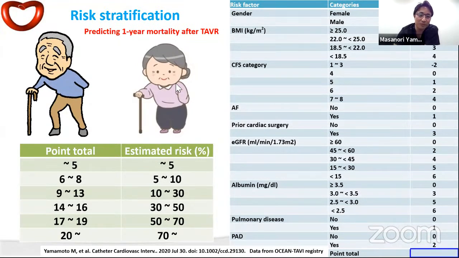In addition, in the real world we need true risk stratification for prediction. For example, I proposed a one-year mortality risk model after TAVA. We need the information on gender, BMI, clinical frailty scale, atrial fibrillation, and so on. We can calculate the risk for evaluating the one-year mortality after TAVA. Using such a true risk model, the patient risk stratification is more useful.